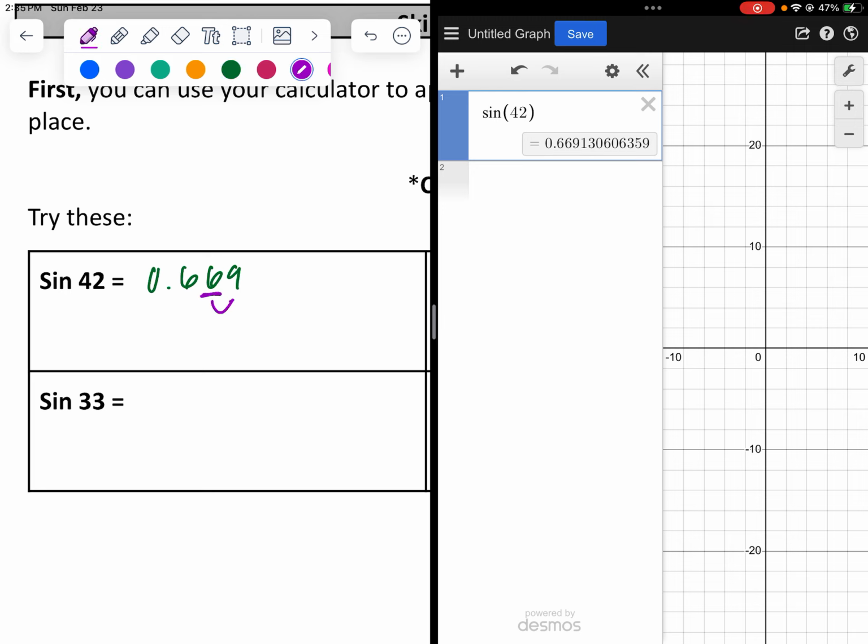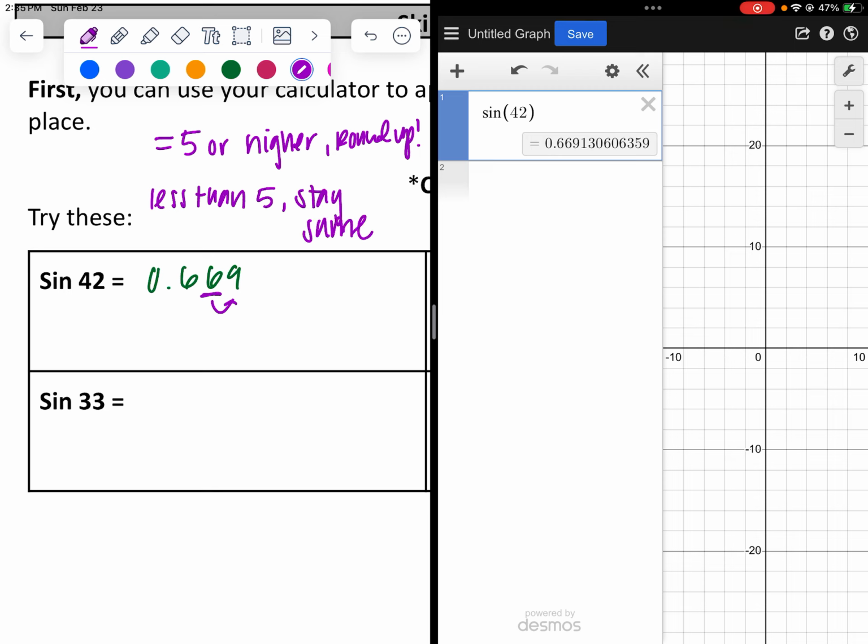Okay, again, we're rounding to the nearest hundredths place, so I have to focus on the 6. I'm going to look at the next number over, which is a 9, right? If it is equal to 5 or higher, then we round up. If it is less than 5, then we stay the same. So if I'm looking at this one right, it is a 9, so it is obviously higher than 5. So we do round up the 6, we should get 0.67.